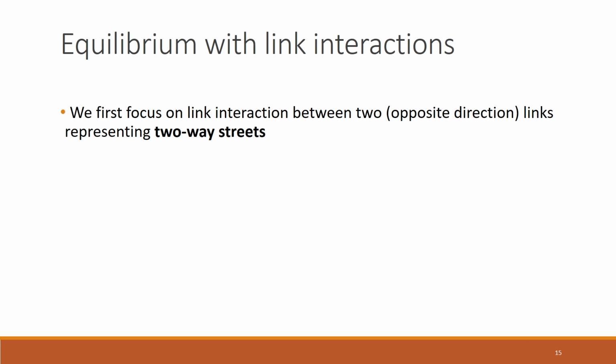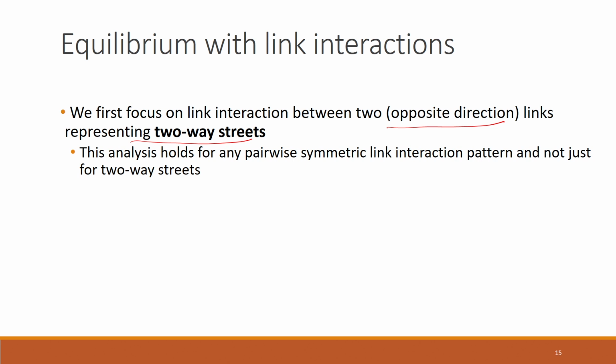So, we will first focus on link interaction between two links, but these two links are in opposite directions, okay, and these can represent two-way streets in the real world. Okay. This analysis that we will be presenting can hold for any pairwise symmetric link interaction pattern, and it is not just restricted to these two-way streets. Okay.